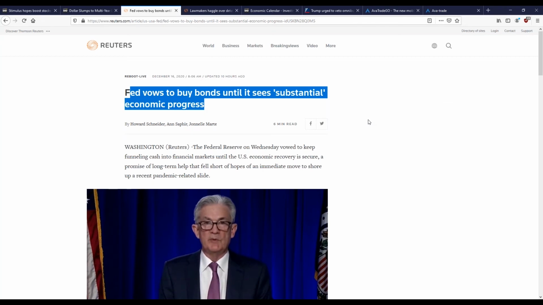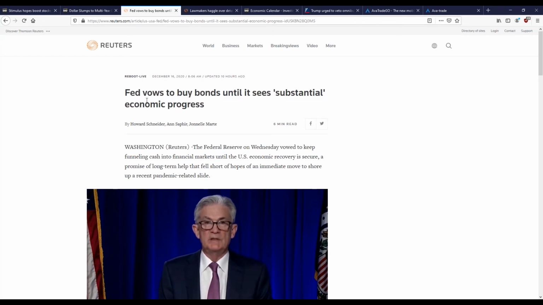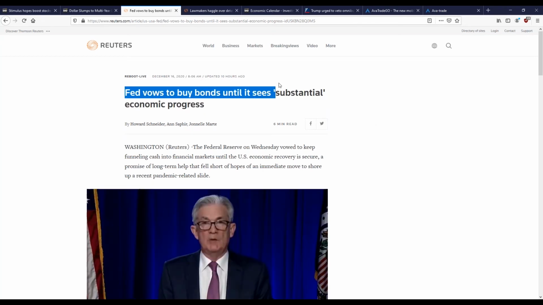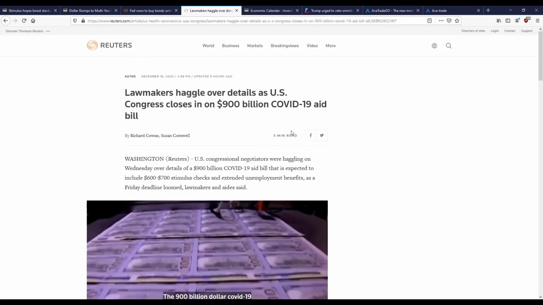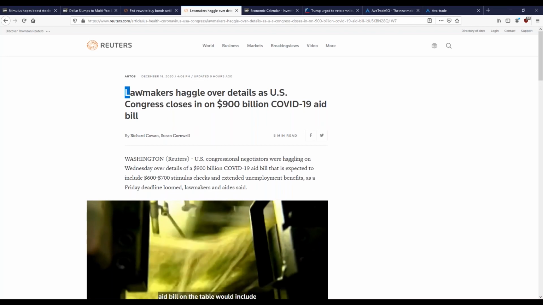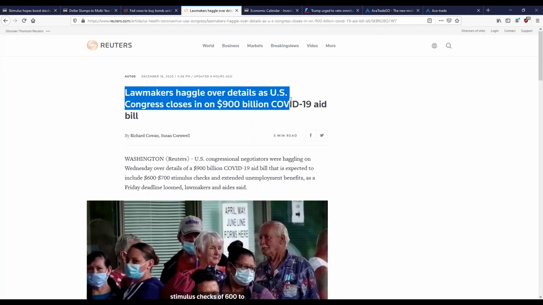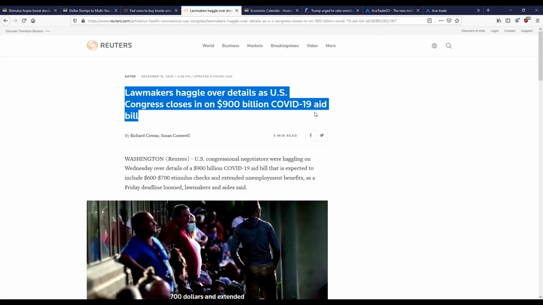Because the Fed understands that in the US, they said, we're going to keep buying bonds, we're going to keep interest rates low, they're going to prop up the economy more. So no crash yet, right? Not just yet anyways. This caused a little pullback today in oil and some other assets.